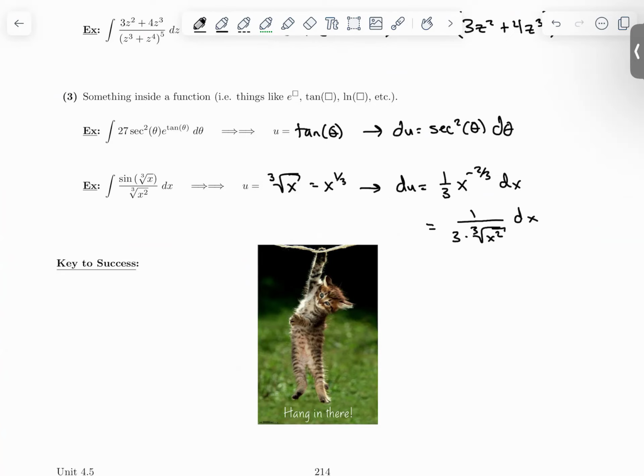So it is not an excuse in my class to just give up because you did a first U substitution and it didn't work out. That isn't it. That is a reason to try again.